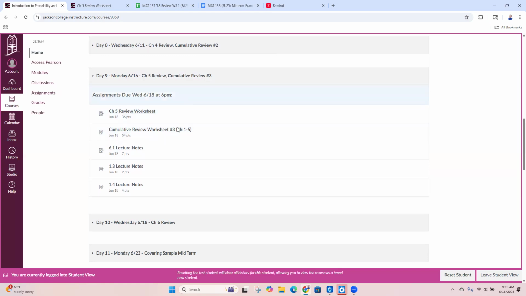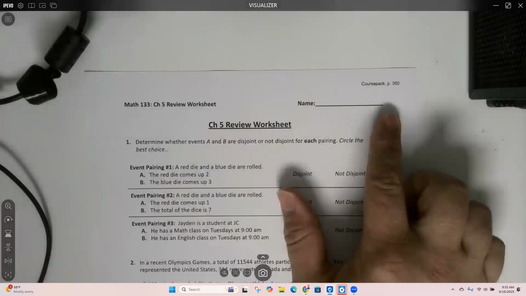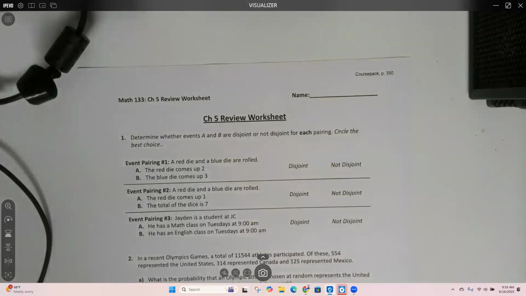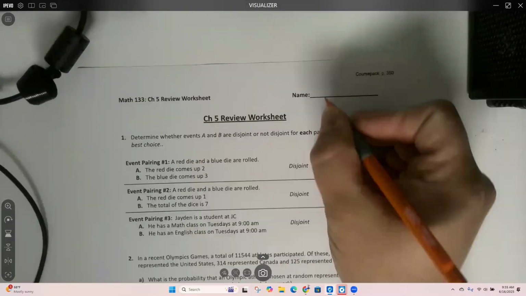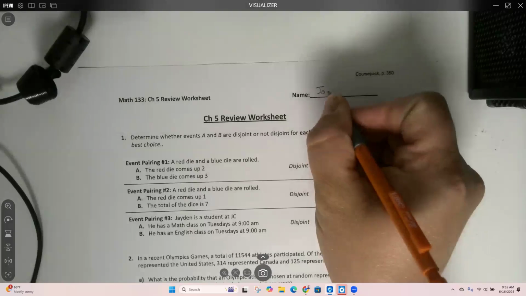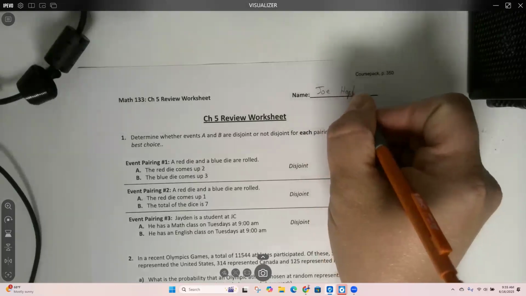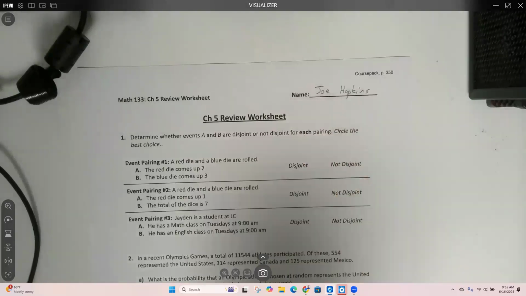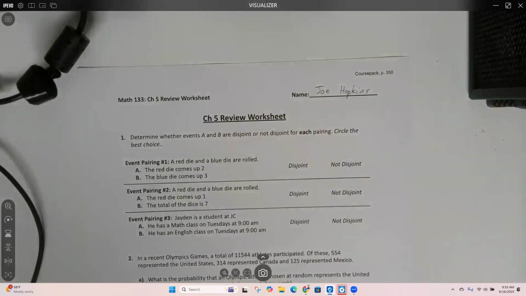Let's jump in. Chapter 5 review is on page 350 in your course pack. Once again, I'll ask, put your name on it, please. It really does help me. While you're at it, you can pull out page 381, which is where the cumulative review starts, which we're going to cover as well in a little bit.